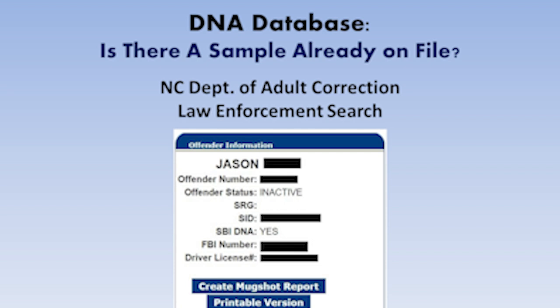At the very top of the screen in the center, under the subject's name, is a field called SBI DNA. If the response is yes, that means there is already a sample on file and you do not need to collect a new sample. If the response is no, collect a new sample.